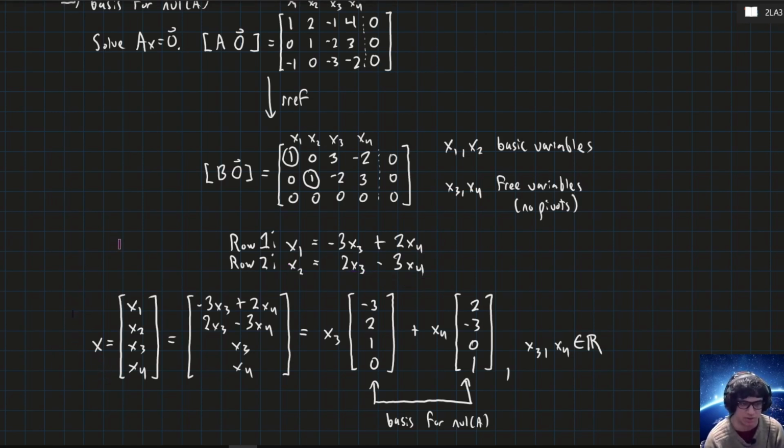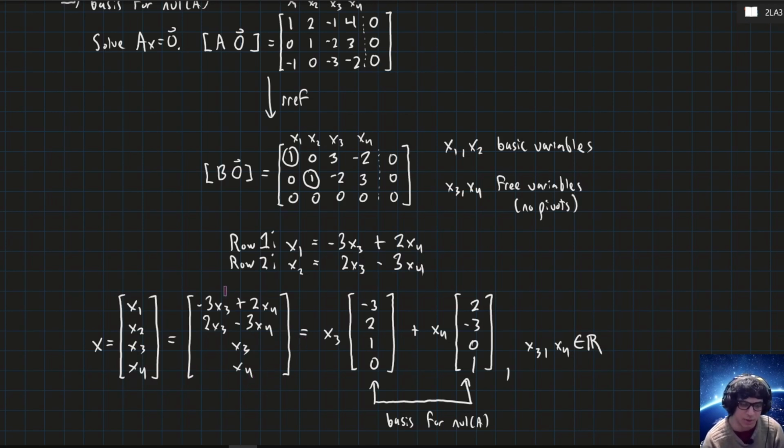So the solution to AX equals 0 is going to be x, and then I like to write out the variables like this. And then I fill in what I know about the variables. I know that x1 is equal to this. I know that x2 is equal to this. And for x3 and x4, they're free variables, so I just set them equal to themselves.